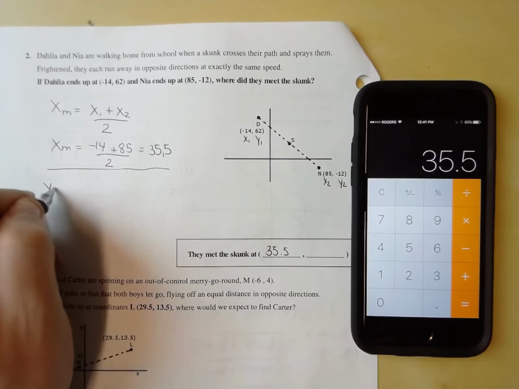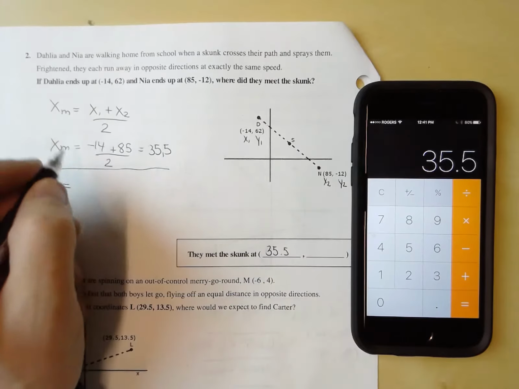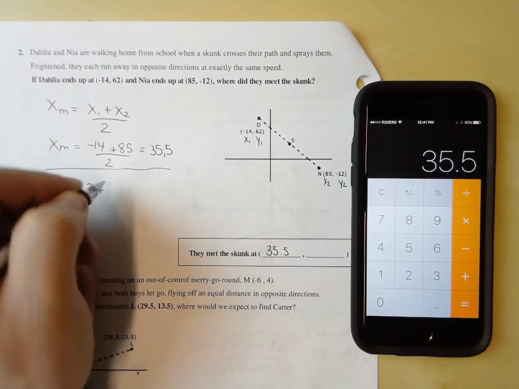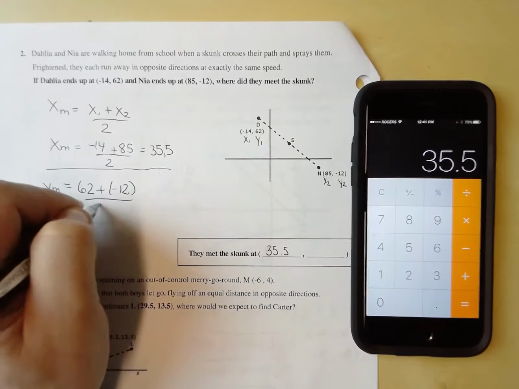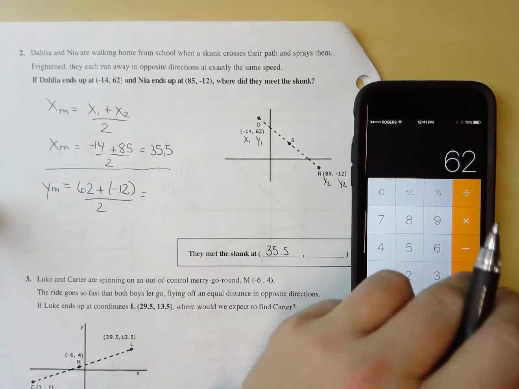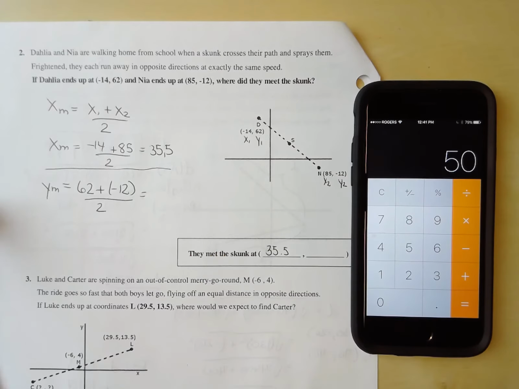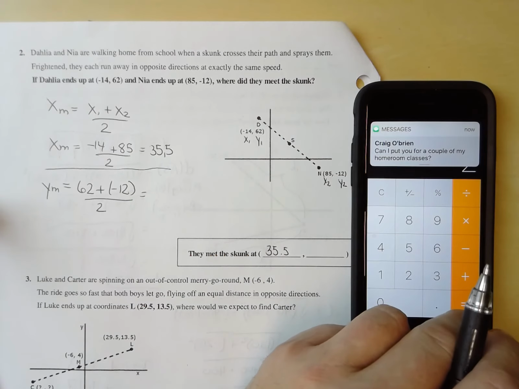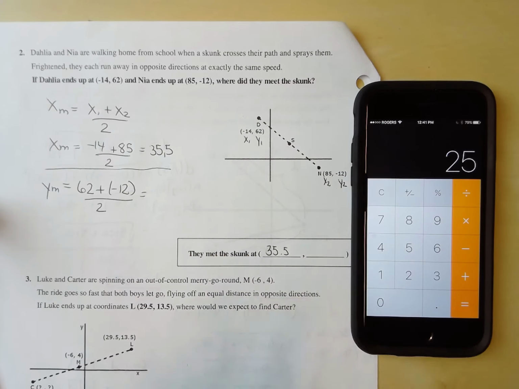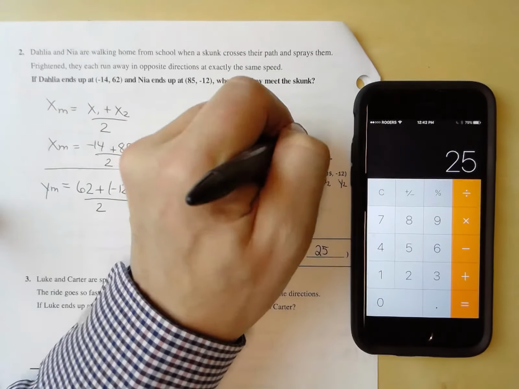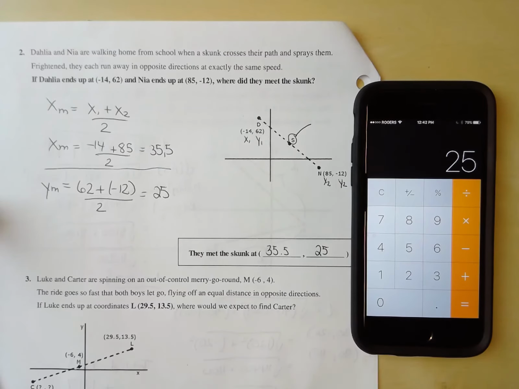So the ym is equal to y1, so 62, plus negative 12 all over 2. And same deal here. You just have to crunch it. So 62 plus negative 12 is equal to 50, which when I divide that by 2, go away, Mr. O'Brien, equals 25. And so what we've just discovered is that the center place where they got sprayed by the skunk is at 35.5 and 25, x and y respectively.